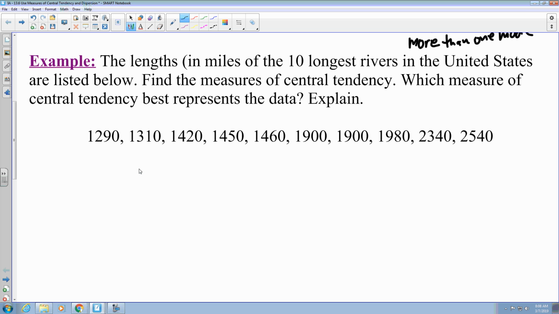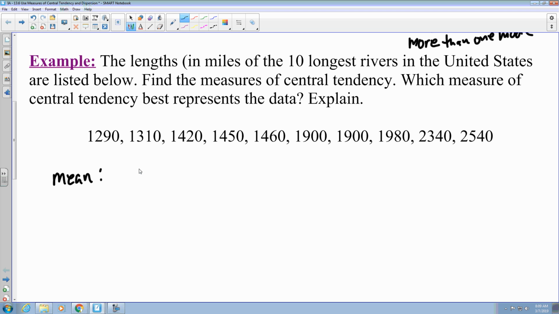In this case, it says the length in miles of the 10 longest rivers in the United States are listed below. They want us to find the central tendencies and explain which measure of the central tendencies best represents the data. So first things first, let's find the mean.